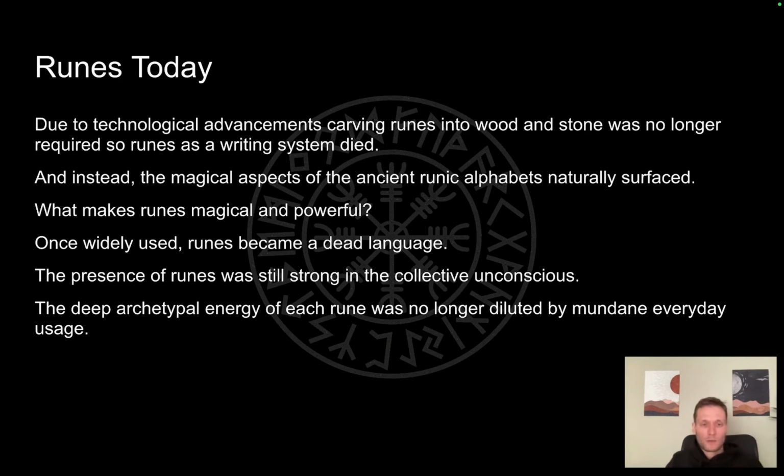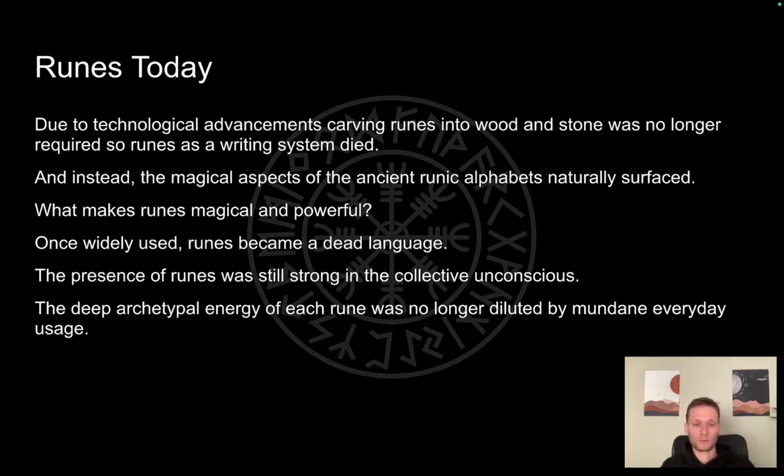So, runes in our day: currently almost nobody uses runes for communication. Due to technological advancements, carving runes into wood and stone was no longer required, so runes as a writing system died, and instead the magical aspects of the ancient runic alphabets have naturally surfaced.